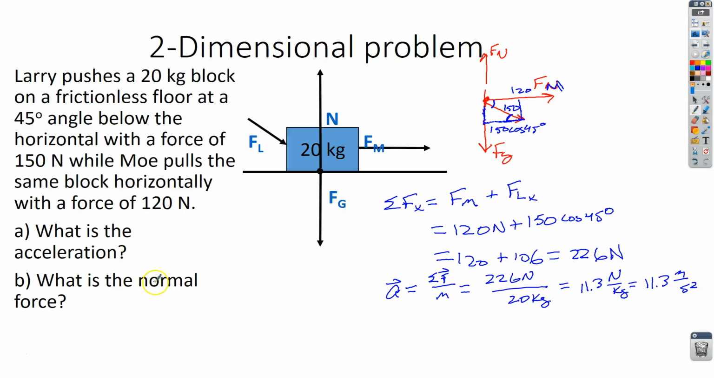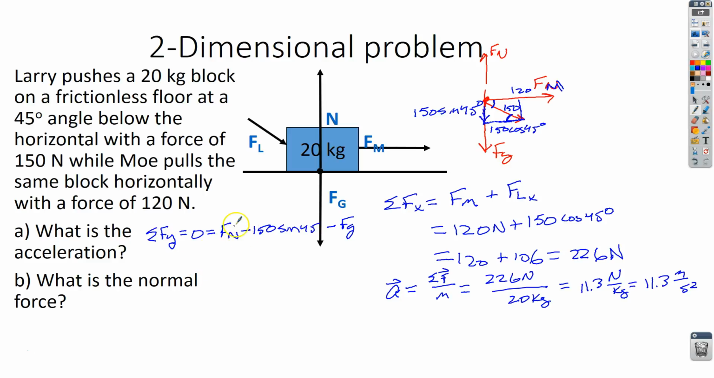So there's our acceleration. Next thing they're going to have us do is find what is the normal force. So notice not only do I have an x component to Larry's push, I also have a y component, and that's 150 times the sine of 45. So there's actually three forces in the y direction. And we know that the sum of all those forces in the y direction should be equal to 0. And those are equal to the normal force, which is up, minus that 150 times the sine of 45, minus the force due to gravity, because that force due to gravity is also pointing down.